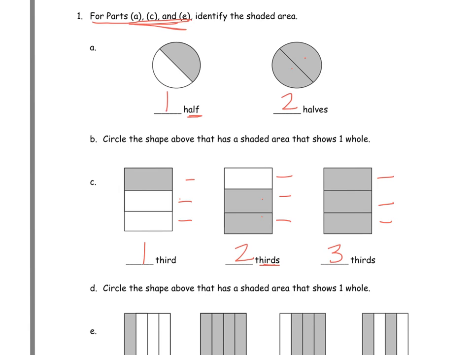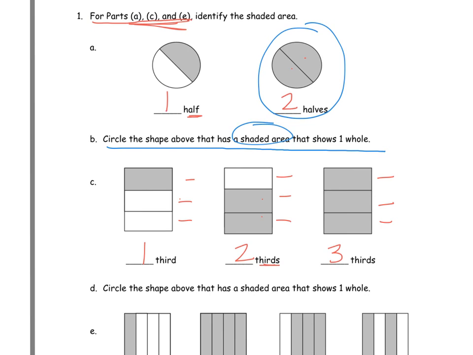And now we can take a look at B that says, circle the shape above that has shaded area that shows one whole. So which one has the whole thing shaded in? And that's going to be this one right here because both parts are shaded. This one only has one of the two.